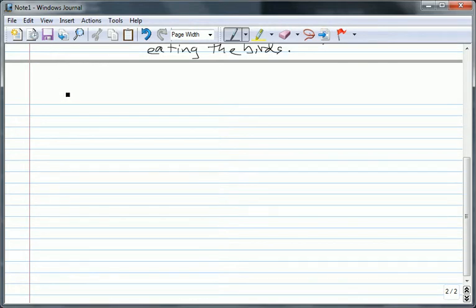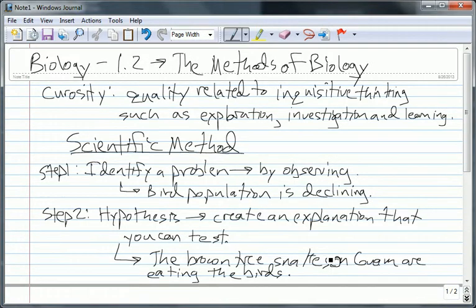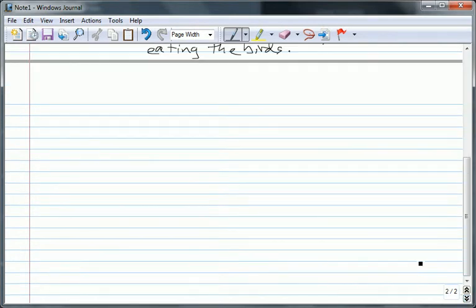By the way, this is not a random guess. This is not something they're just making up. This is based on observations. So they make this decision, come up with a hypothesis because they think it is a reasonable explanation for what's going on.